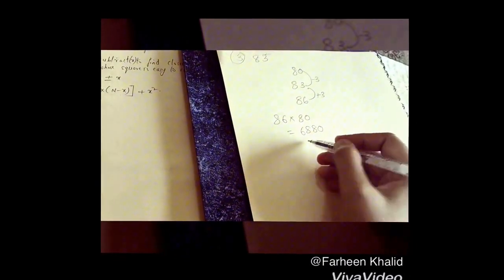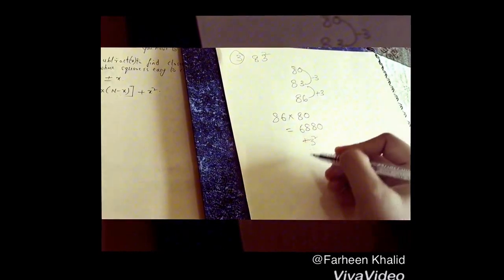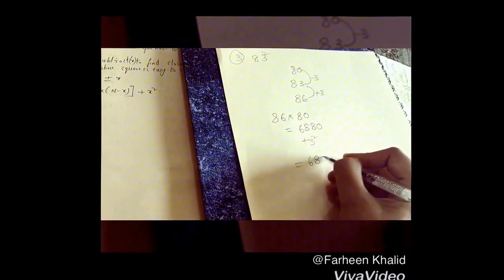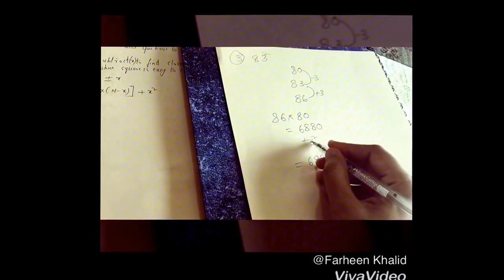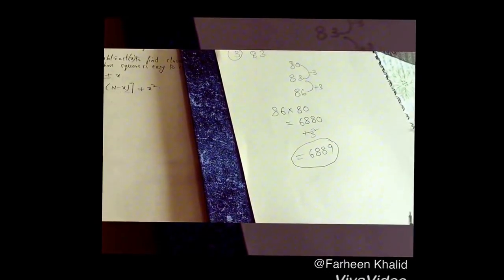Now the next part is to add the x square, which is 3 square. Add 3 square, which makes it 6889, because 3 times 3 is 9, and you add it here and it becomes 6889. So that's your answer. Now we have completed all the 3 methods, and you can see they are all really easy.